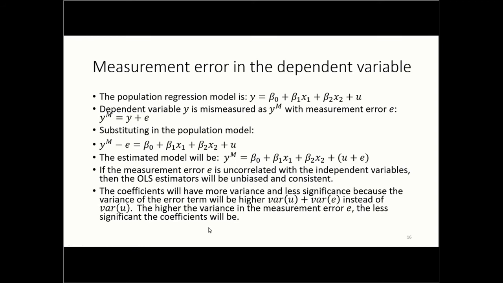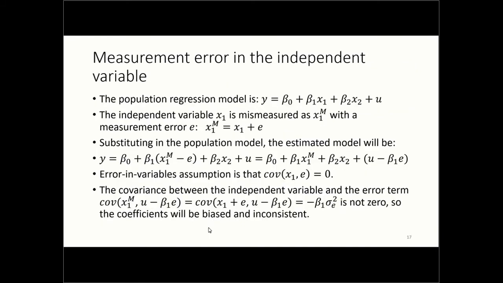So again, we would have unbiased and consistent coefficients, but we would have higher variance and therefore lower significance if we have measurement error in the dependent variable. But that's not the big problem. In general, that's the lesser of the problems. Now, what would happen if we have measurement error in the independent variable?